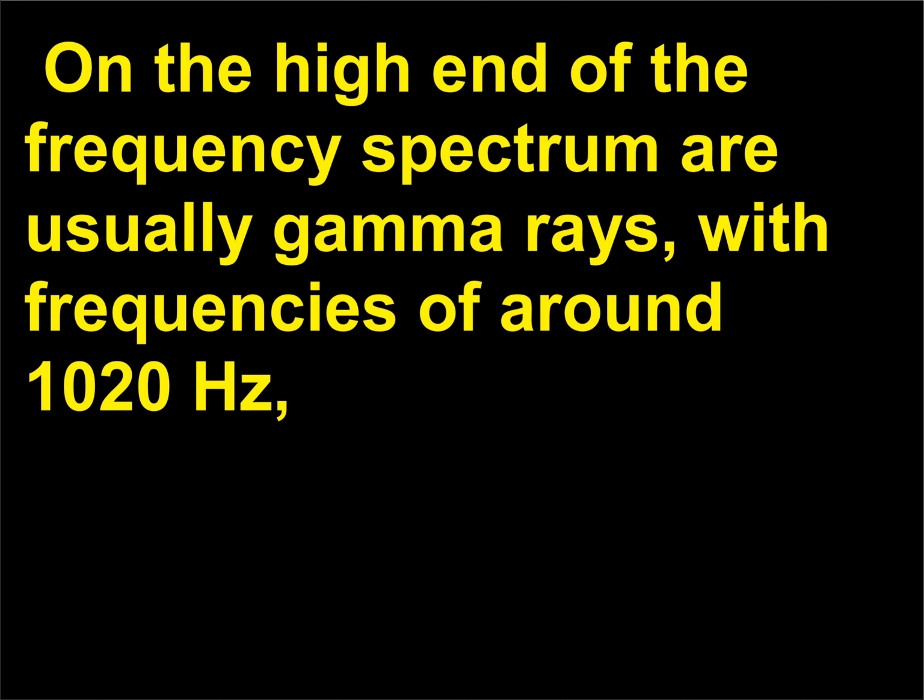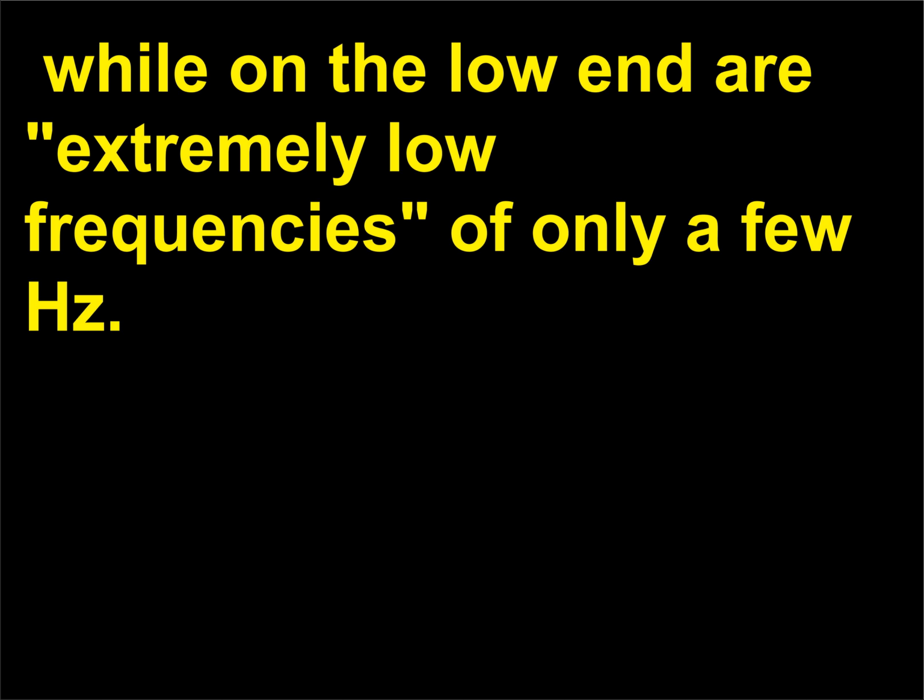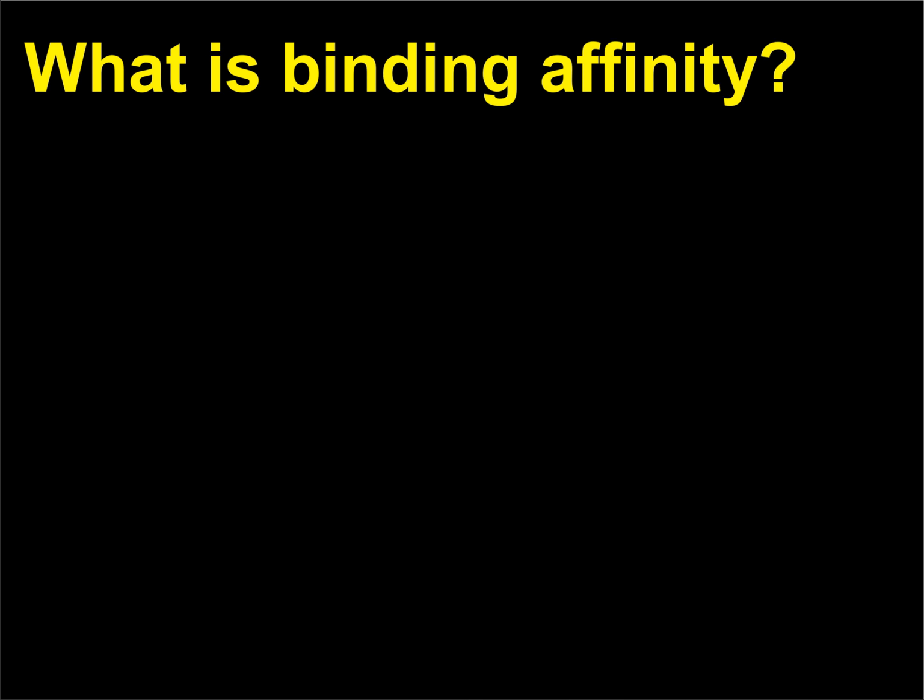On the high end of the frequency spectrum are usually gamma rays, with frequencies of around 10^20 Hz. While on the low end are extremely low frequencies of only a few Hz. What is binding affinity?